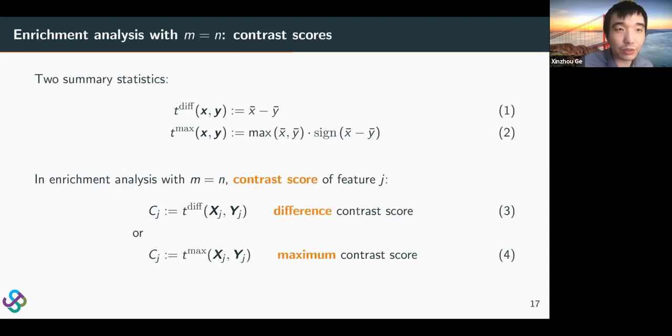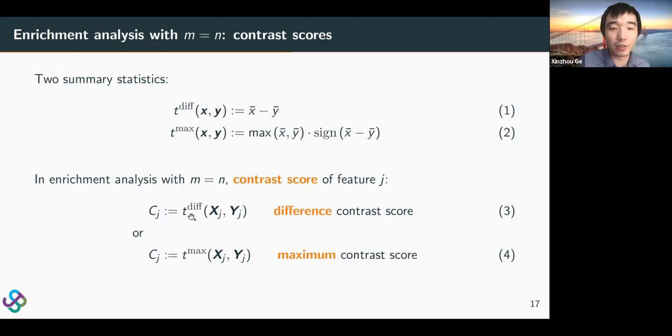And before introducing the cartoon, I would still like to introduce some summary statistics. So first, if we look at the enrichment analysis when m equals n, we define contrast scores as the t-diff of xj and yj, where t-diff of x, y is x bar minus y bar.